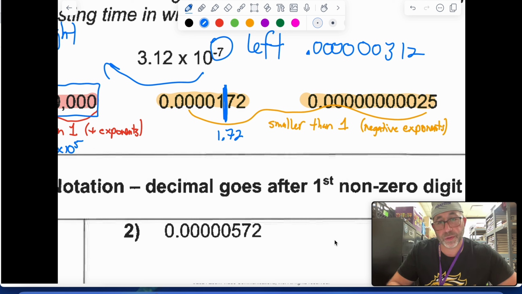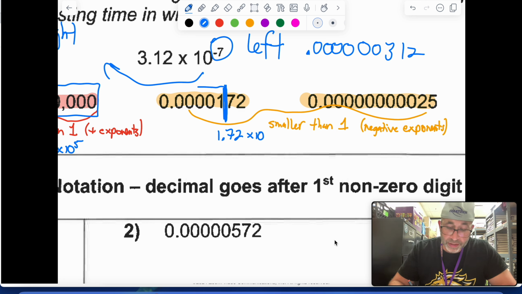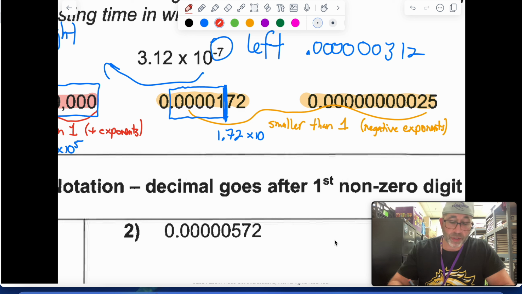So it's 1.72. And this time what we're going to do, though, is take into account how many are to the left. Okay, because it's a negative, it's going to be to the left. And so we're going to look at the distance between where we cut it off and where that decimal is. And you'll see in this case that there's 1, 2, 3, 4, 5 numbers to the left of that spot. And because it's to the left, we're going to say negative 5. Okay, implying that the decimal would be to the left 5.